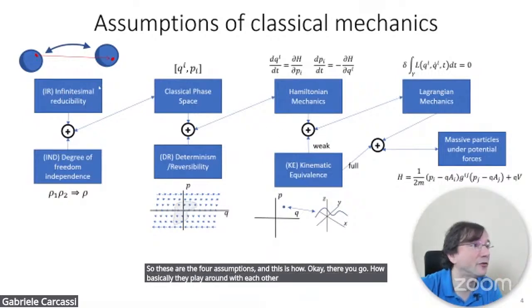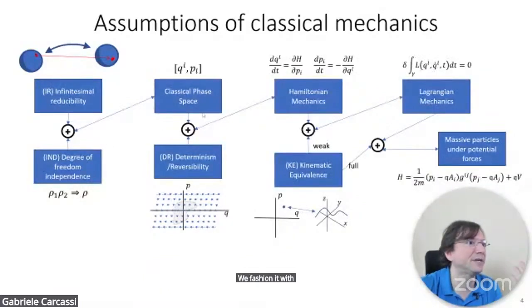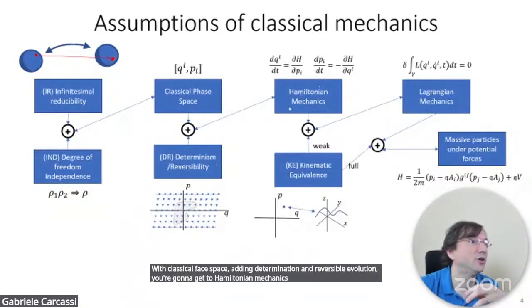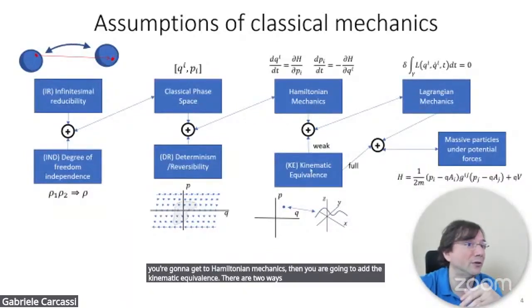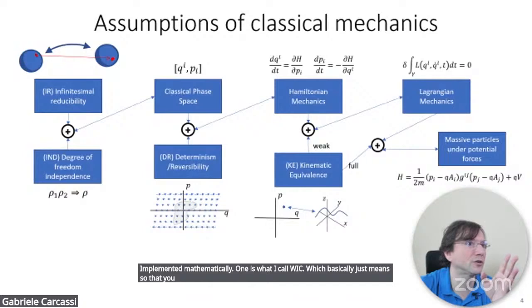So as I said before, infinitesimal reducibility plus the independence of the degree of freedom, you're going to recover the notion of classical phase space. With classical phase space, adding deterministic and reversible evolution, you're going to get to Hamiltonian mechanics. Then you are going to add the kinematic equivalence. There are two ways to implement it mathematically. One is what I call weak, which basically just means that you have an invertible function between momentum and velocity.